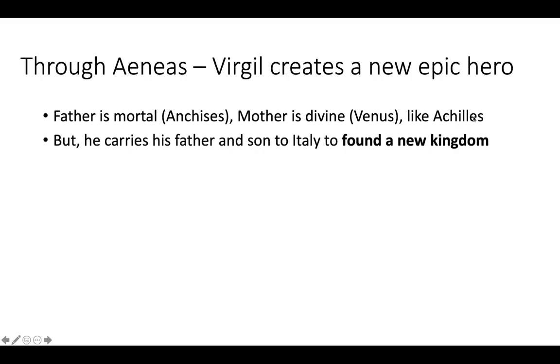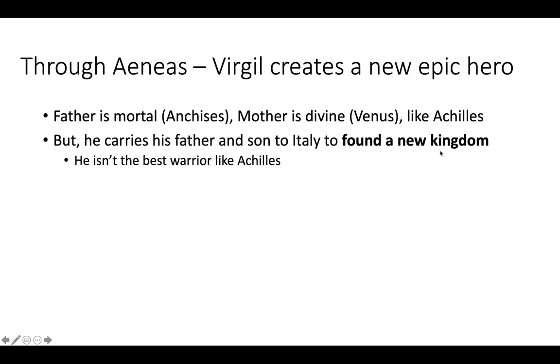So Achilles died in his epic. Well, he doesn't really die in the Iliad, but he dies in the myth of the fall of Troy. But Aeneas doesn't die. He's fated to survive. And in fact, through the destruction of Troy, he is kind of empowered to found a new kingdom.